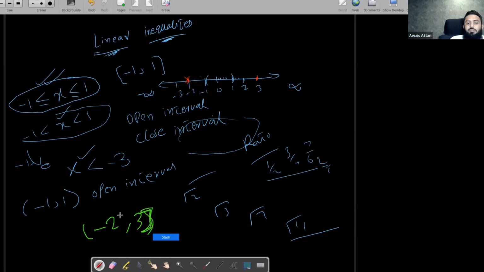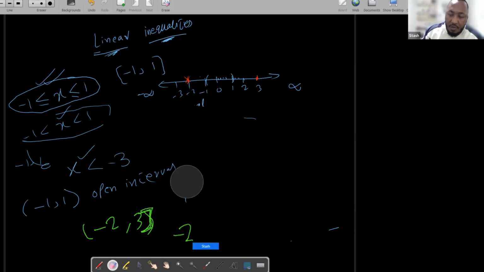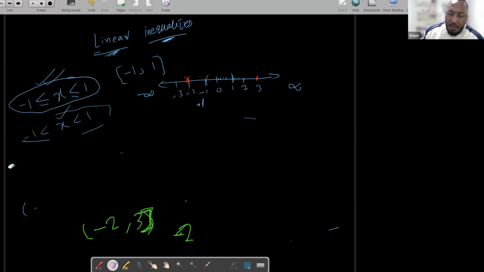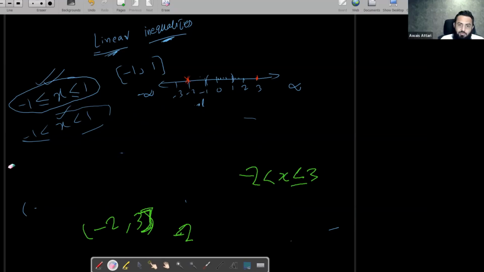Yes, perfect. But how would you write the inequality? Oh, how would I write the inequality? Sorry, I thought interval notation. How would I write the inequality? -2 is not included. -2 is not included. And then 3 is. I think that's it. X is less than or equal to 3 and greater than or equal to -2.